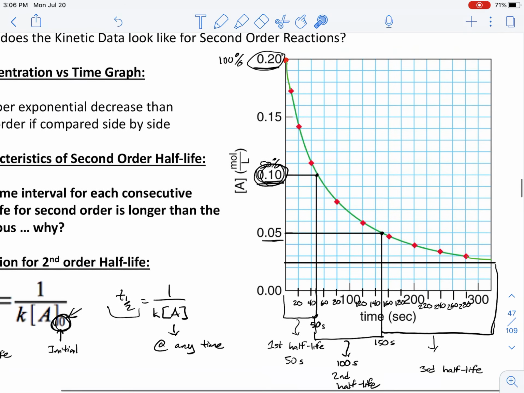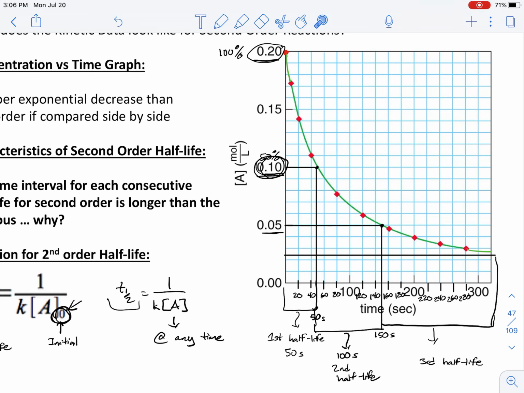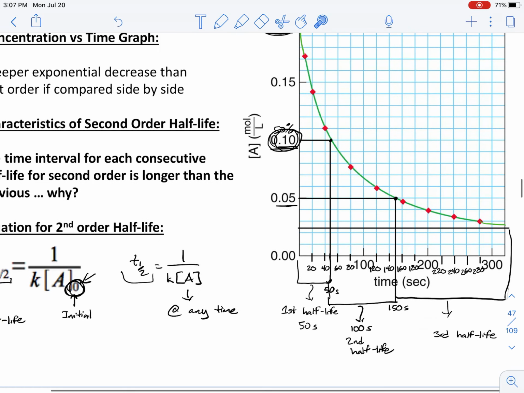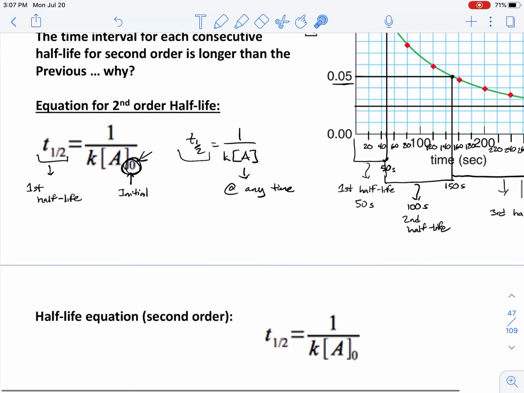And so what this is telling us is that for second order reactions, if we have a high concentration of reactant, all of them are going to collide and undergo the chemical reaction very quickly. But as you deplete the concentration, then it takes a longer period of time for the reactants to be converted to products until it reaches half of its initial concentration.